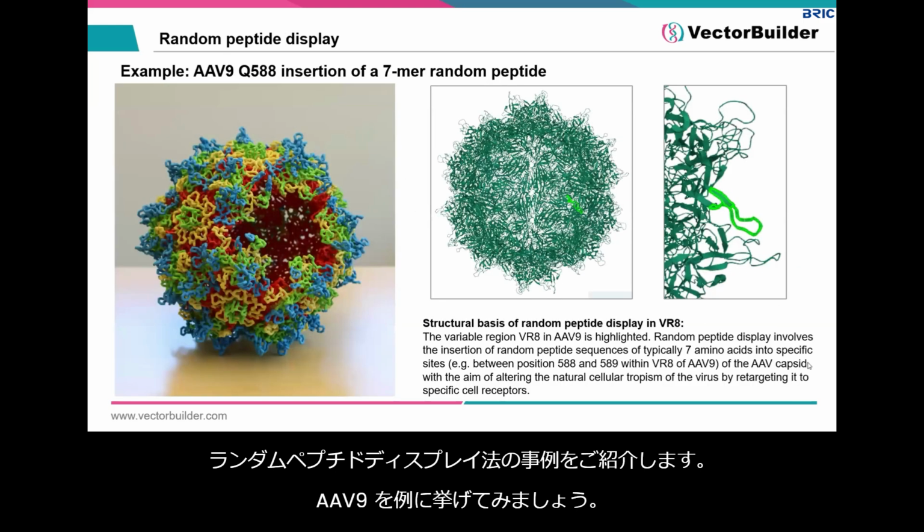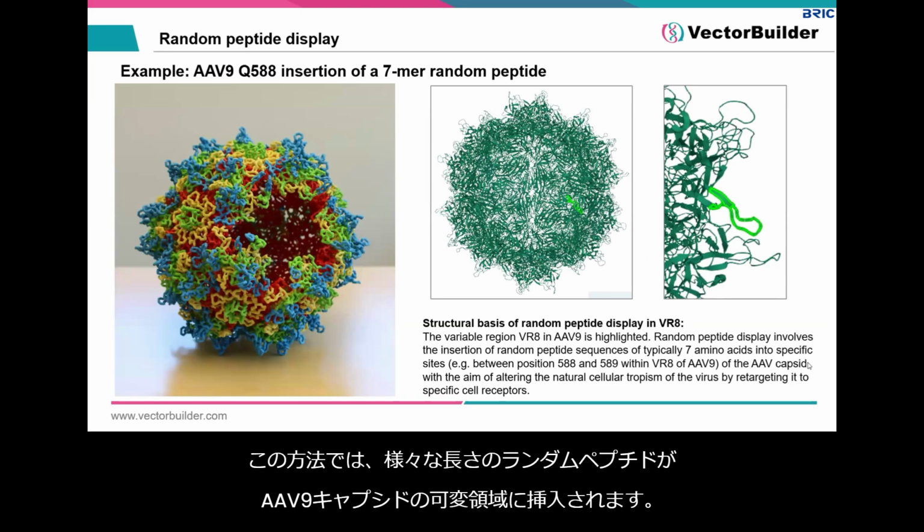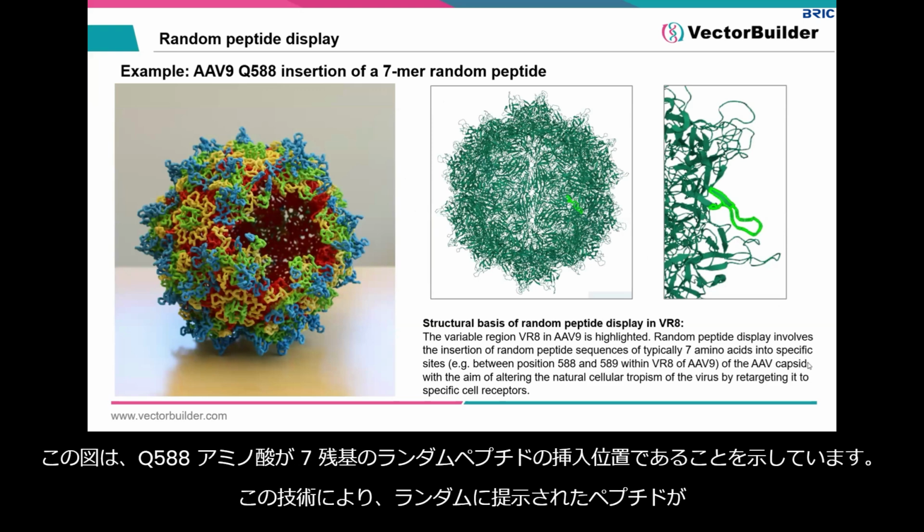So let me give you an example for random peptide display. Let's take AAV9 for example. In this method, random peptides of various lengths are inserted into a variable region of AAV9. In this slide, I am showing that the Q588 amino acid is the position for 7-mer random peptide insertion.